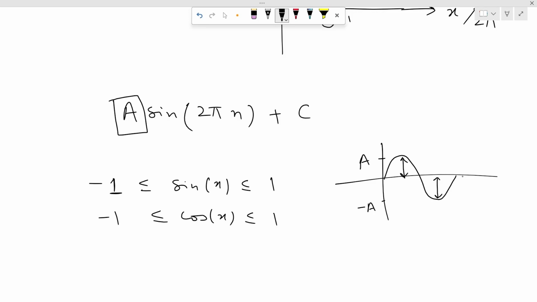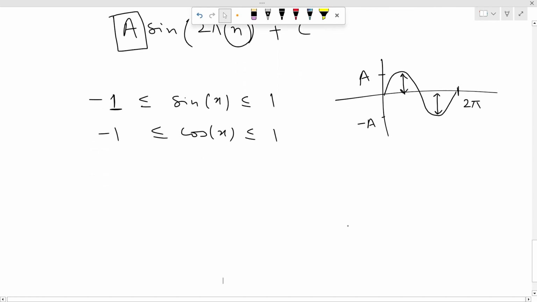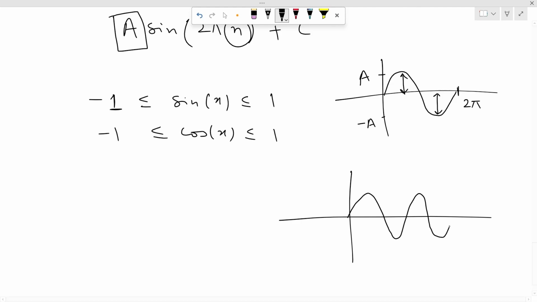While the time period is basically how many waves occur in 2 pi. So this is determined by the number n. If we increase the number n, then the number of waves that occur in this time period will become, let's say, double. If n is 2 here, this will double. And then if n is 3 here, it will become 3 waves in 2 pi radians.